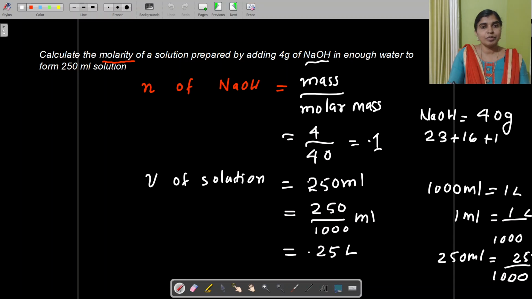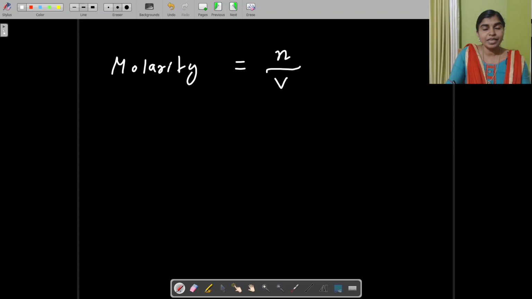So here the number of moles is 0.1 and the volume is 0.25 liters. So how do you find out the molarity? The molarity M is equivalent to the number of moles of solute divided by the volume in liters. So that is the number of moles, 0.1, divided by 0.25.